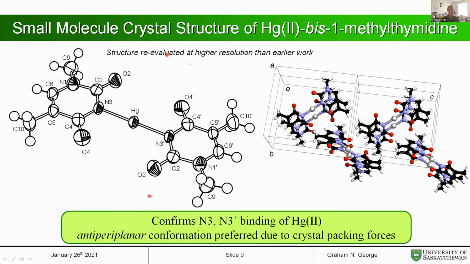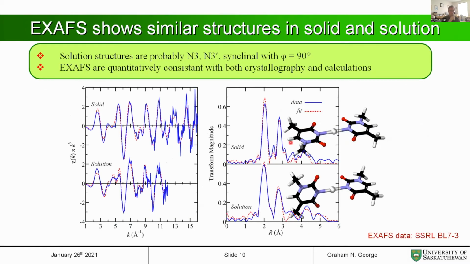And basically, it confirmed the previous structure, but we got a little bit better bond lengths and things like that out of it. And it confirms the N-N3' binding of mercury(II) and the anti-periplanar conformation preferred due to crystal packing forces. And you can see there's a sort of analogous base pair stacking going on in the crystal structure, which is kind of a nice thing.